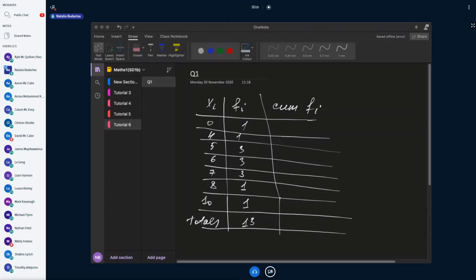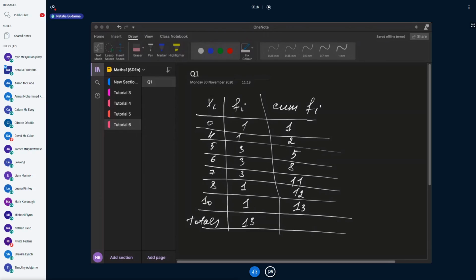To calculate Q1, Q2, Q3, it will be useful to have a cumulative frequency. So we now make another column and find this cumulative frequency. So it will be 1, 2, 2 plus 3 is 5, 8, 11, 12, and the last must coincide with the sum of the frequencies, so 13.